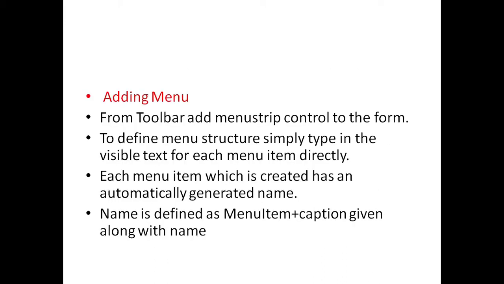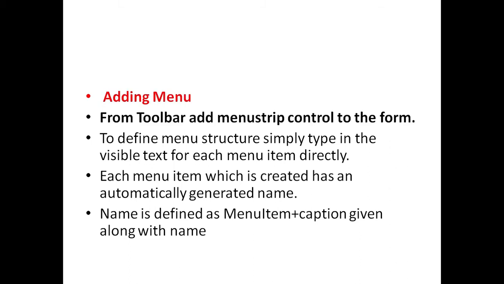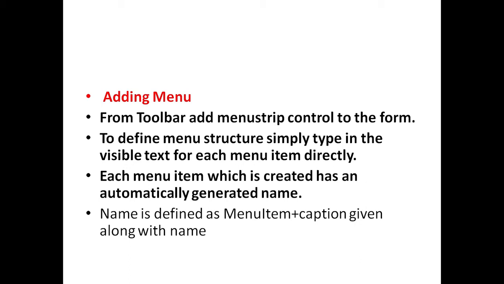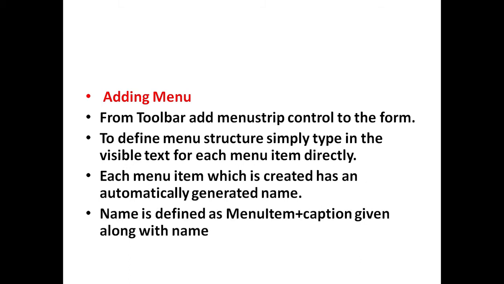To add a menu in a project, from toolbar, add menu strip control to the form. To define menu structure, simply type in the visible text for each menu item directly. Each menu item which is created has an automatically generated name. Name is defined as menu item plus the caption given along with the name.